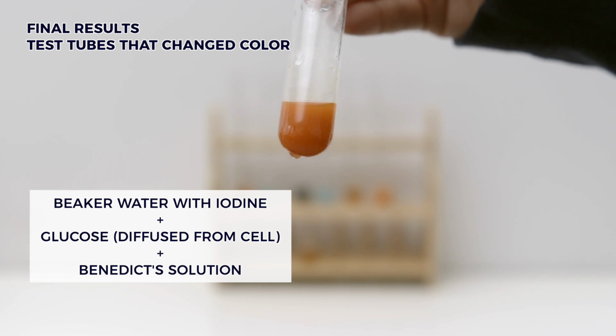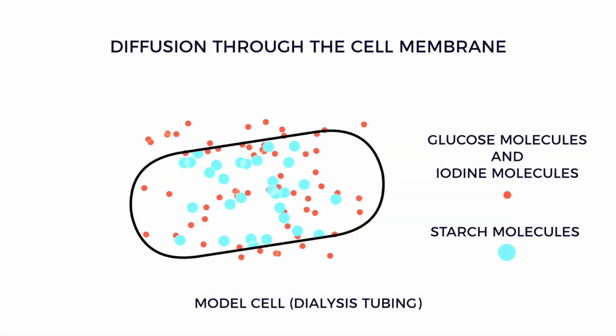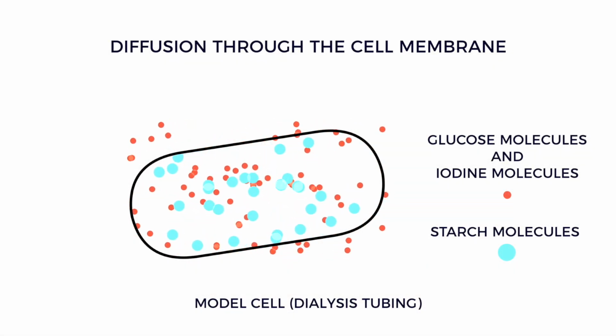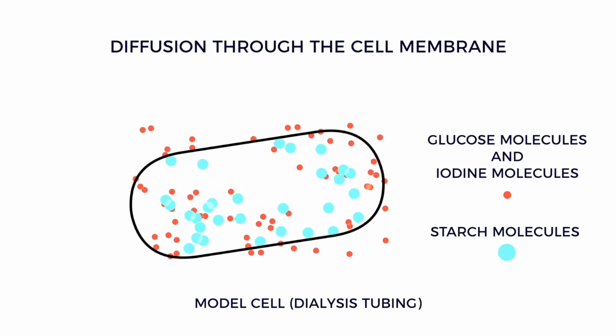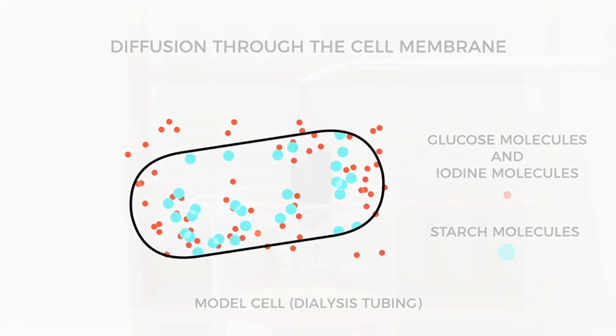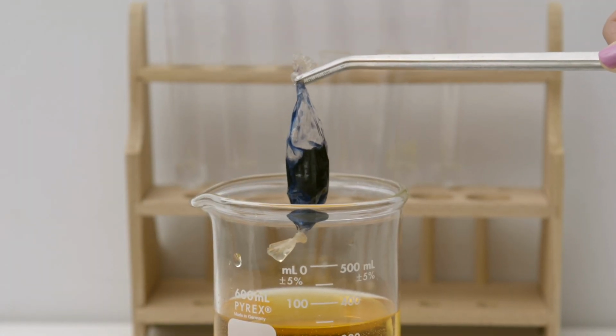This indicates that the glucose from the cell moved out of the cell and into the beaker, but the starch did not exit the cell. Glucose is a smaller molecule than starch. Therefore, it can move in and out of the cell easily. Iodine is also a smaller molecule, that's why it was able to enter the cell. Hence the blue-black color inside the cell.